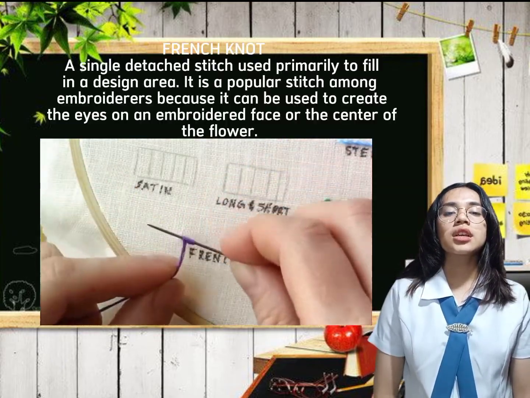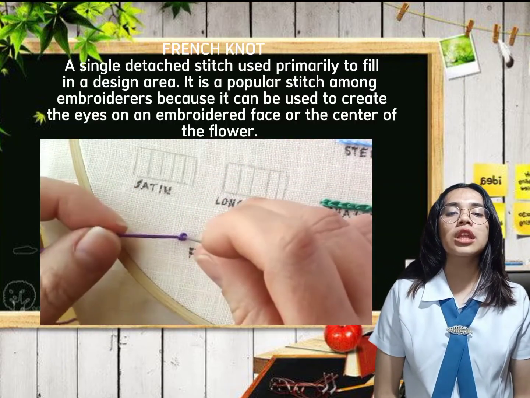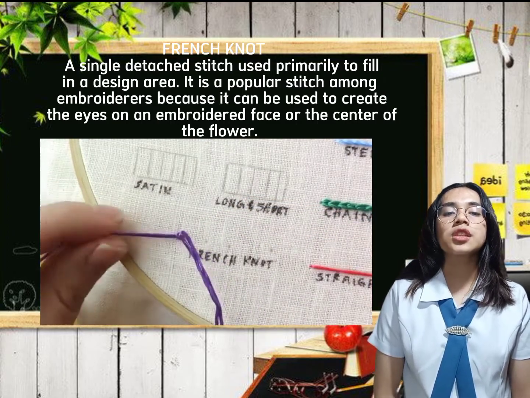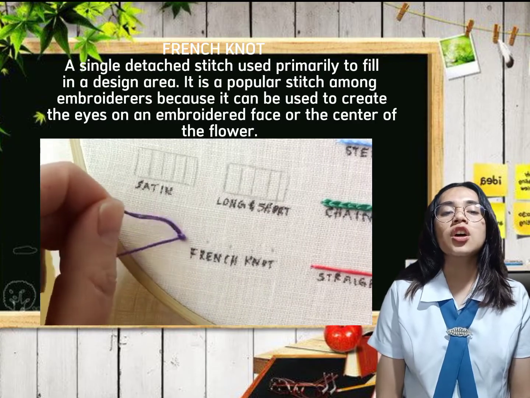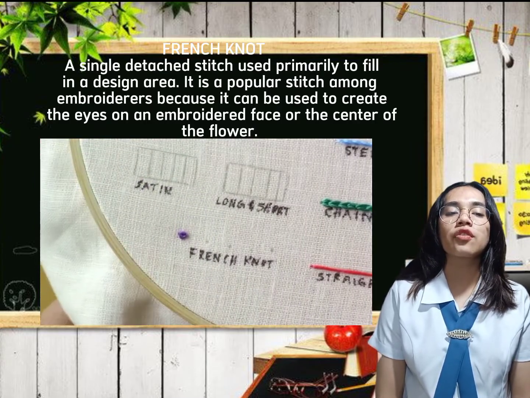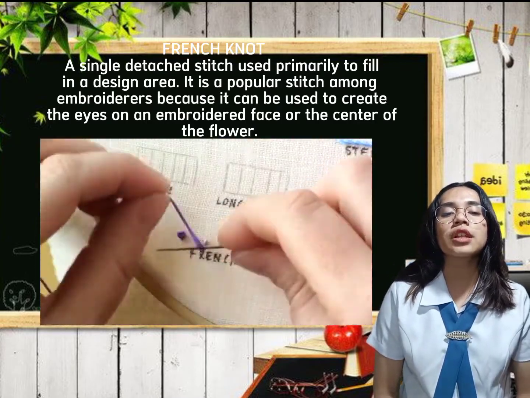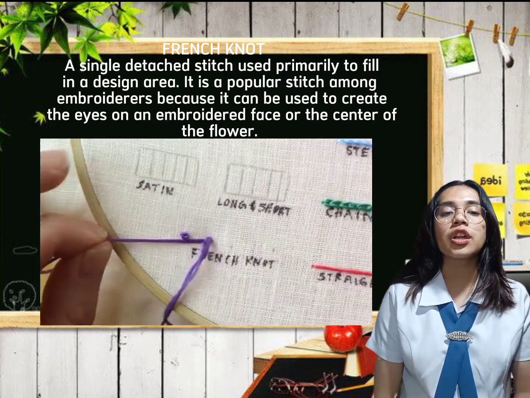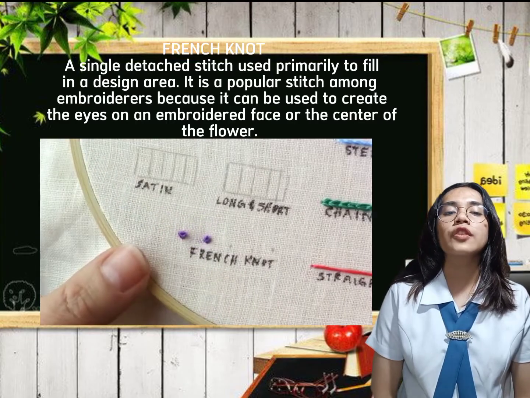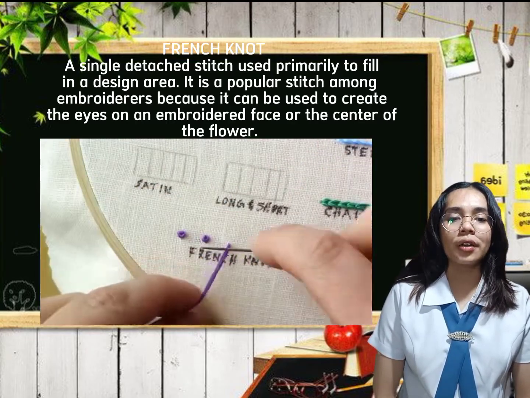French knot, a single detached stitch used primarily to fill in the design area. It is a popular stitch among embroiderers because it can be used to create the eyes on an embroidered face or the center of a flower. Mostly used as a filling for flower centers, for tiny powdered patterns, or anywhere the effect of a single dot is required.